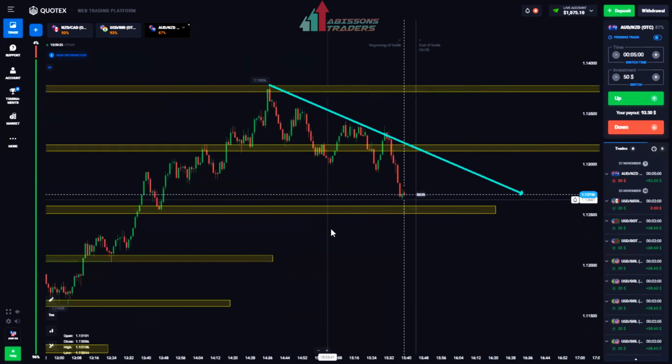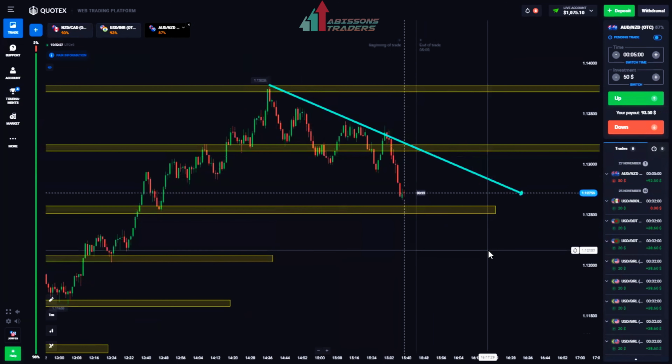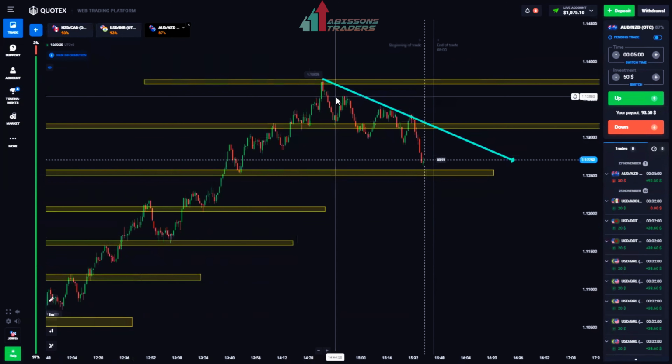So just like I said, you look for a trend. You can see we had a downtrend here after this long uptrend movement. So that was a change of character.